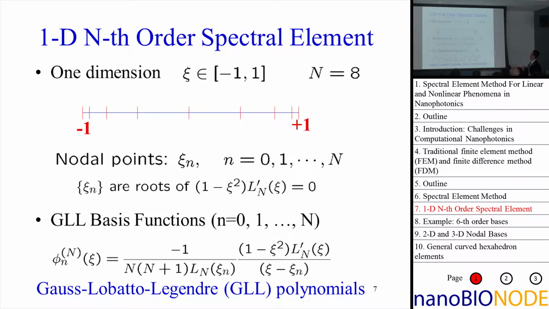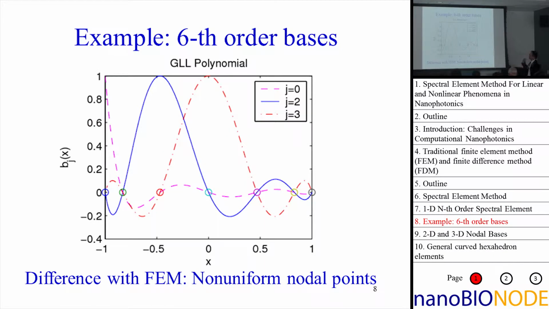This method uses a tensor product of one-dimensional basis functions, and here I give a one-dimensional nth order spectral element. Usually you put this element within a reference domain from -1 to 1, and the grid points are non-uniformly distributed, and the basis functions are polynomial basis functions, here based on the Gauss-Lobatto-Legendre polynomials. They are distributed non-uniformly to reduce the so-called Runge phenomenon. These are some typical basis functions, for example, for order 6.